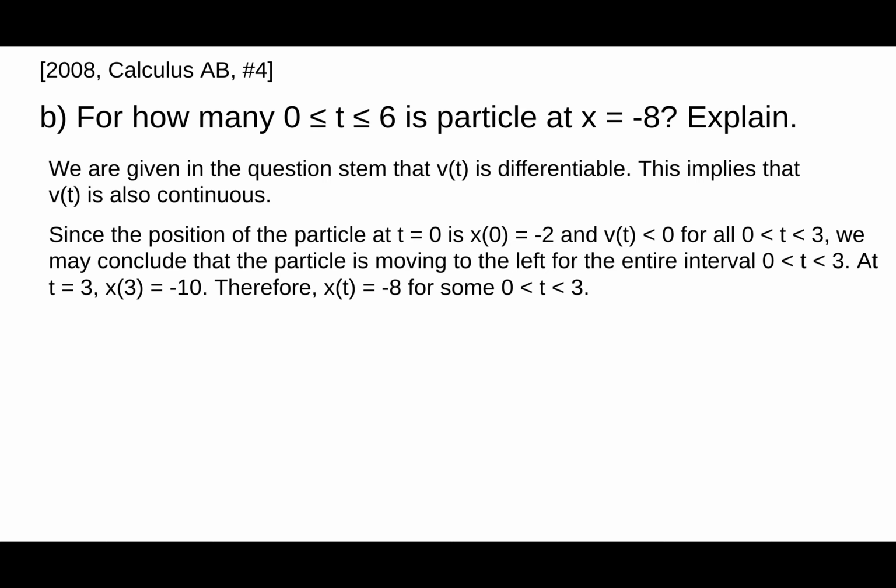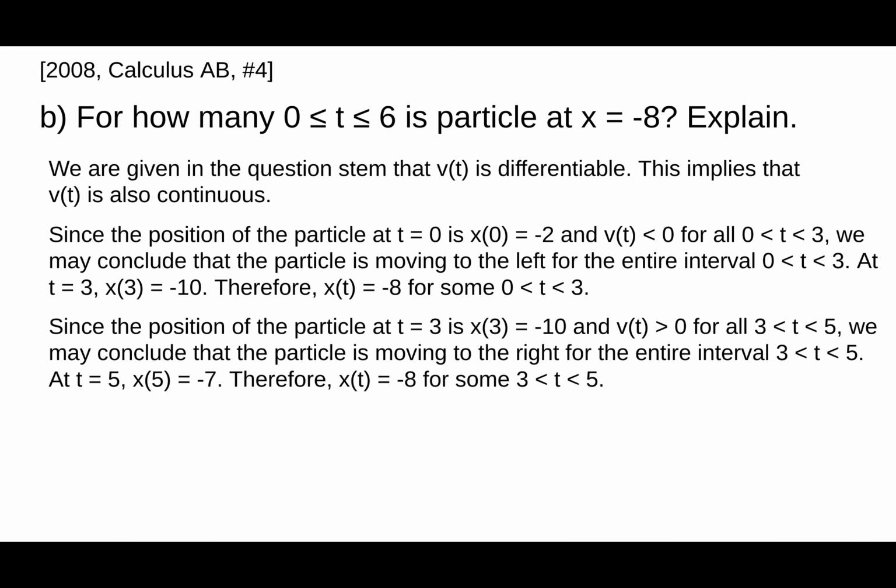All right, since the position of the particle at t equals 0 is x of 0 equals -2, and based on the graph of velocity, v of t is negative for all values of t between 0 and 3, we may conclude that the particle is moving to the left for that entire interval. At t equals 3, x of t equals -10. But since it started at -2, we know that because -8 is between -2 and -10, there's some value of t on the interval from 0 to 3 where x of t equals -8.